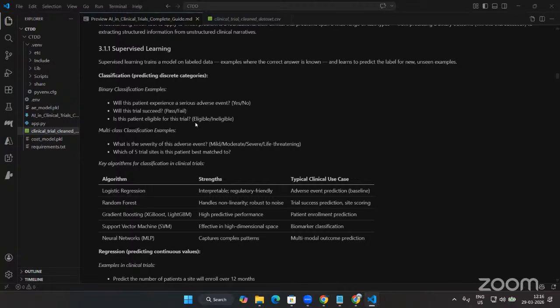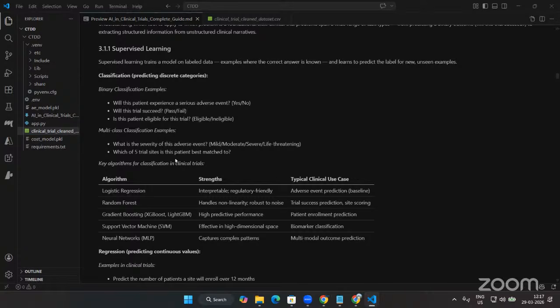Now further we have multi-class classification. In case of multi-class classification, what is the severity of this adverse event? So it could be mild, moderate, severe, or life threatening. So this part, if you see, has more than one class, not just one class.